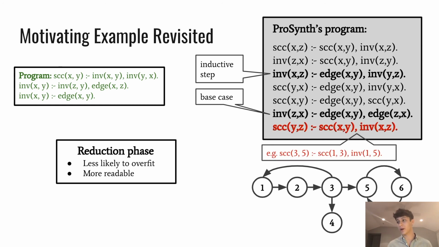last rule is incorrect. For example, on this graph, it says that 3 and 5 are in the same SCC because 1 and 3 are in the same SCC, and there's a path from 1 to 5. But 3 and 5 are clearly not in the same SCC because there's no path from 5 to 3. Hence, ProSynth has overfit its input-output example that it was trained on and was unable to generalize to this graph.